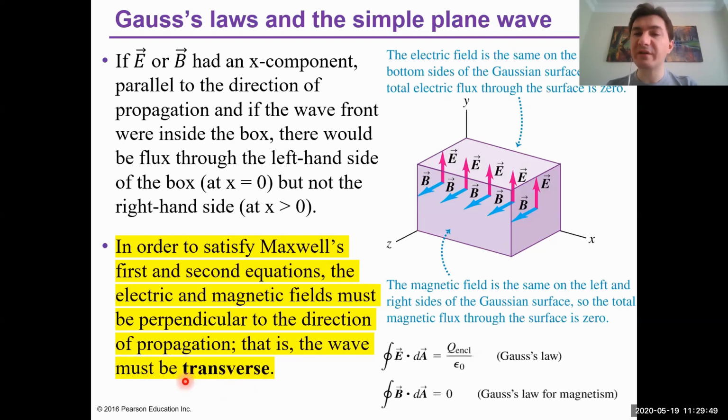What is the meaning of transverse? Okay, so this is the propagation direction, and we don't have any electric field or magnetic field along the propagation direction. We only have electric field components and magnetic field components perpendicular to the propagation direction in order to satisfy Maxwell's first and second equation. Is this part clear? If not, please let me know.